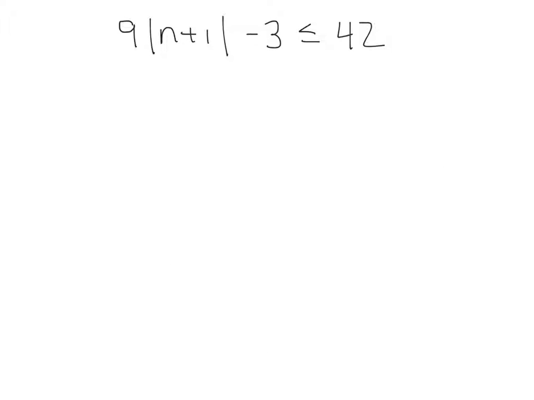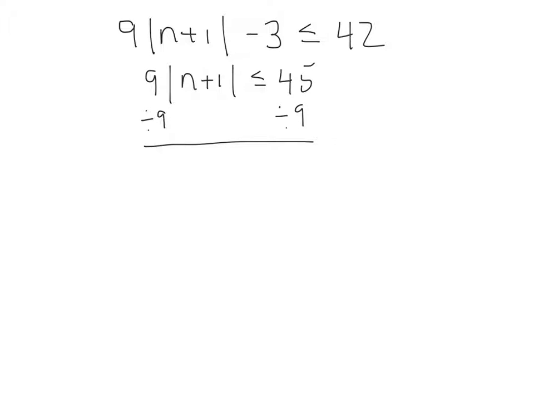So here's a slightly more challenging example, but exactly as we had done with the equation problems before, you simply want to solve this as if it's an equality, isolate the absolute value sign, and then go through the same reasoning we've done on the last 2 slides. So of course that means we're going to add 3 to both sides, and we get 9 times the absolute value of n plus 1 must be less than or equal to 45. Then we're going to divide each side by 9, and notice we're dividing by a positive number, so we're not changing the direction of the inequality. So we get the absolute value of n plus 1 is less than or equal to 5.